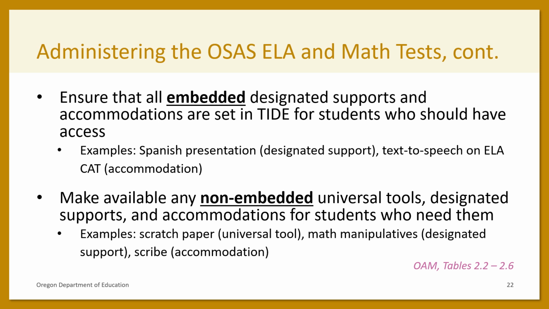Decisions around both designated supports and accommodations are to be made with the student's school support team, the student themselves, and the student's family. Similarly, test administrators should make available any non-embedded universal tools and/or designated supports for students who need them. A non-embedded feature is one that exists outside of the testing interface. An example of a non-embedded universal tool is scratch paper. An example of a non-embedded designated support is the use of math manipulatives, and a non-embedded accommodation is the use of a scribe.